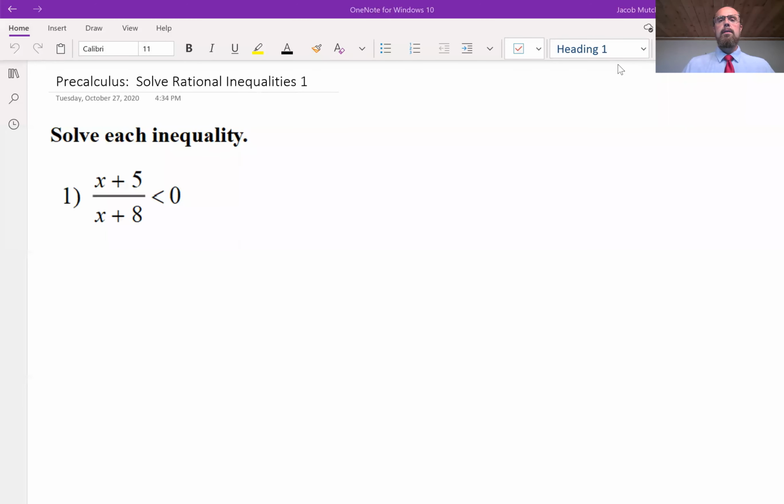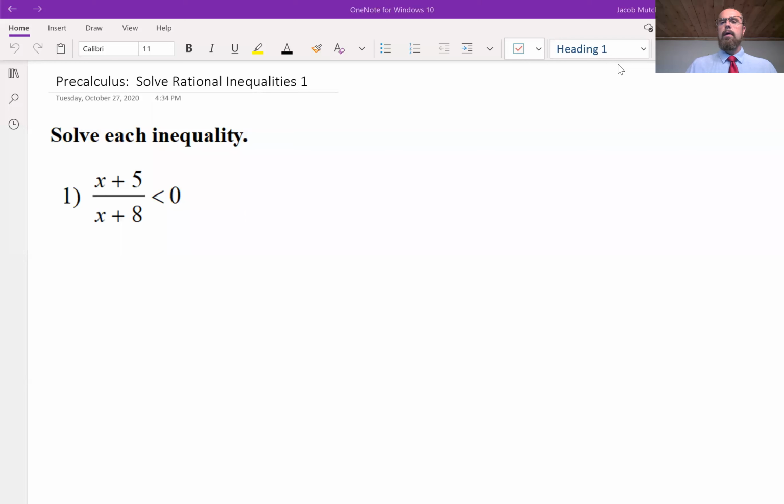Welcome to Pre-Calculus. Today we will investigate solving rational inequalities, focusing on algebraic and graphical strategies to write solution intervals for the inequality. We'll take a look at two examples, and we'll start with number one. So I want to solve the inequality x plus 5 over x plus 8 is less than 0.